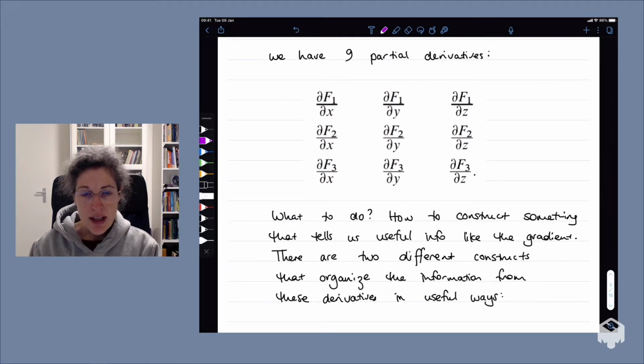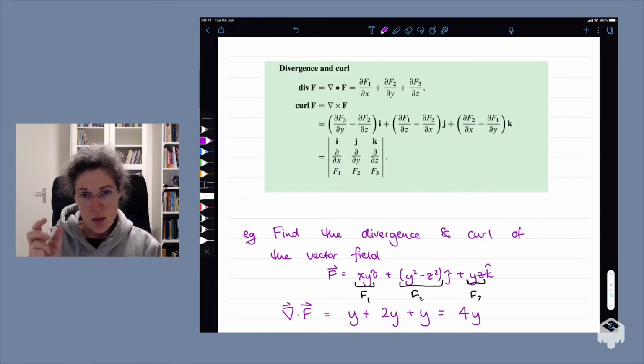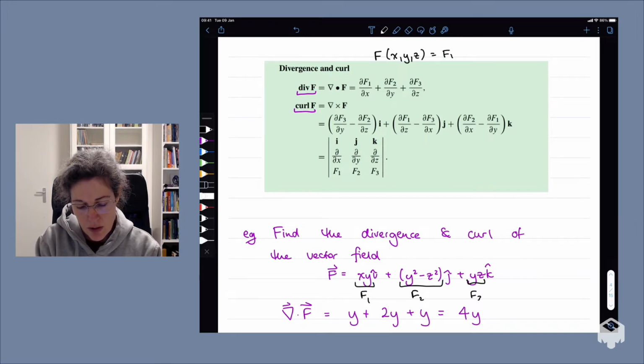And as we said on Monday, there are really 2 different ways that we can use these partial derivatives. There isn't a single thing that usefully captures all the information. So these 2 things that we construct with our partial derivatives are the divergence, which looks like this, and the curl. So what you'll notice from this is we're assuming that our vector field is a vector field of 3 dimensions. So we've got an f1 i hat plus f2 j hat plus f3 k hat.